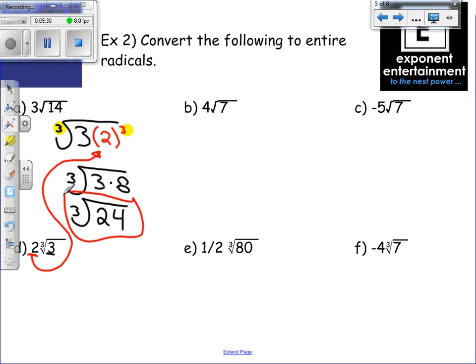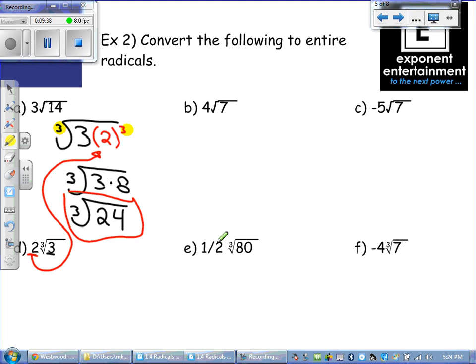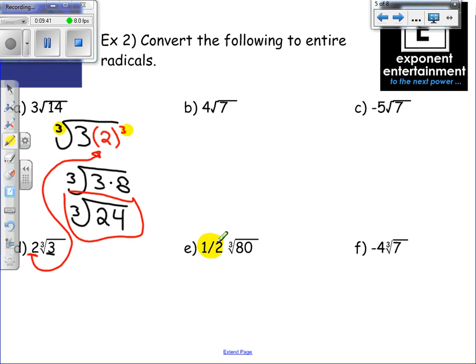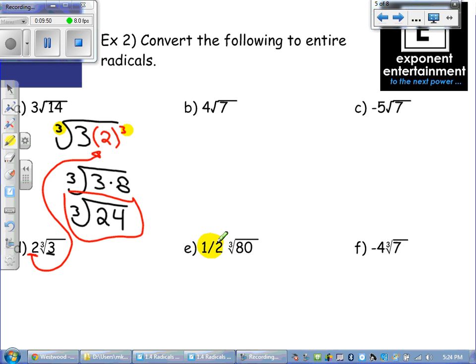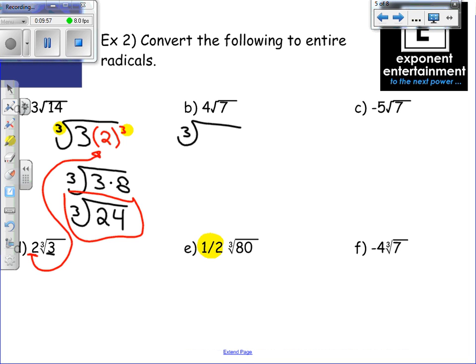Let's do E together. E has another trick. We see over here our coefficient is a fraction, and we've never seen that before, so we need to figure out what we're going to do with this. We're trying to convert it to an entire radical, so our steps are still the same at the beginning. We do a cube root. We know it's going to be a cube root because we don't want that to change. Our 80 stays the same.